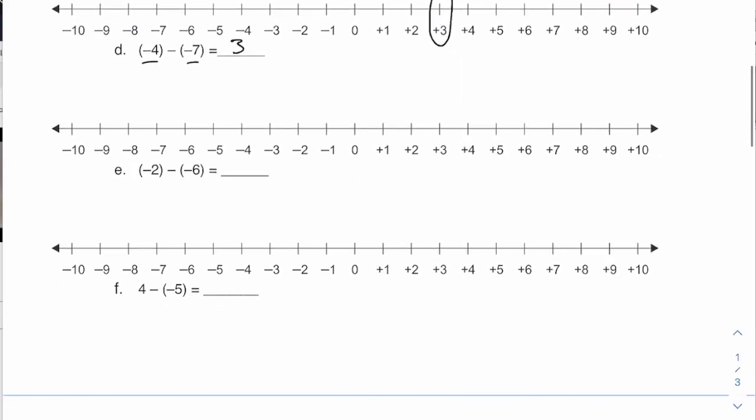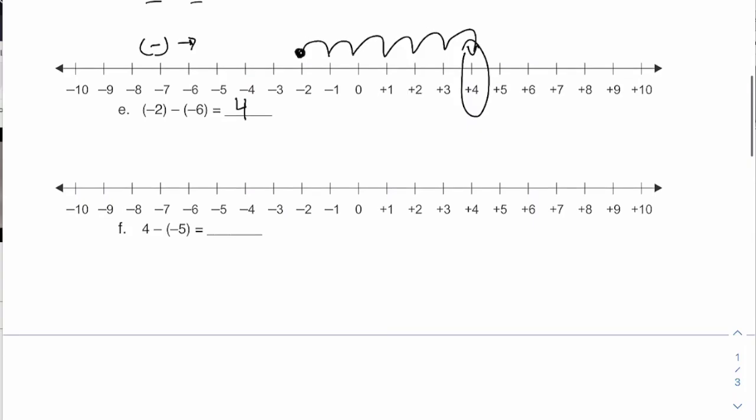Let's try another one here. Again, both negatives. So again, negatives, I'm moving this direction. So I start at negative 2. That's what I have. I want to remove negative 6. 1, 2, 3, 4, 5, 6. Positive 4.